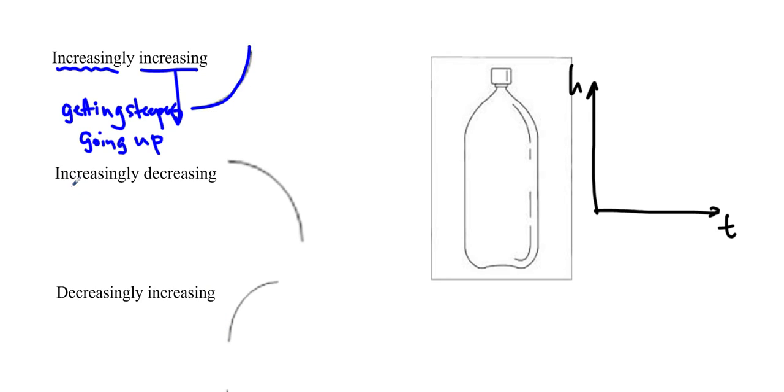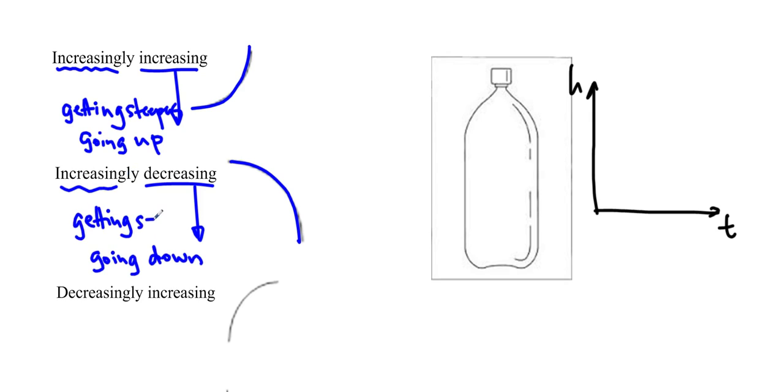Okay, an increasingly decreasing curve means that it's going downwards. You can see as I go to the right, this is going down, and it's getting more and more negative. It's getting steeper and steeper. So that increasingly part just means that you're getting steeper in whatever direction, and then the increasing or decreasing shows you which way you are going to go. Are you going to go up or are you going to go down?